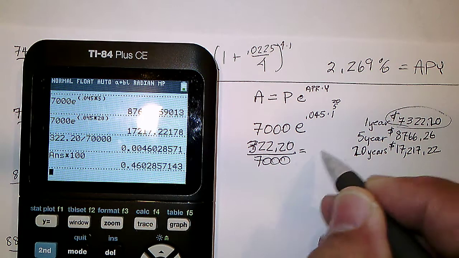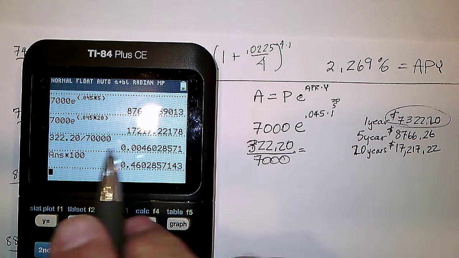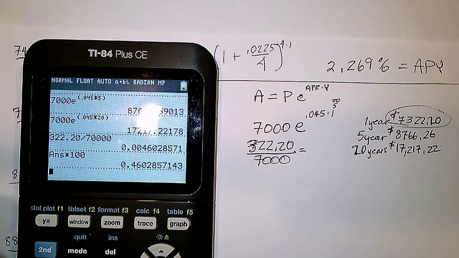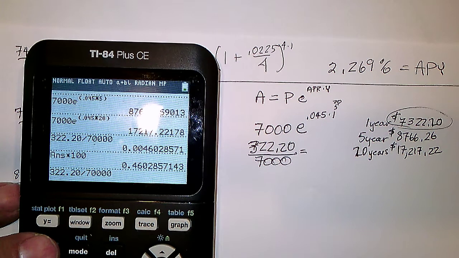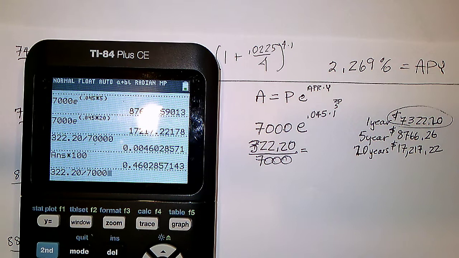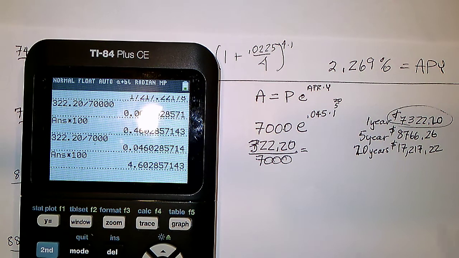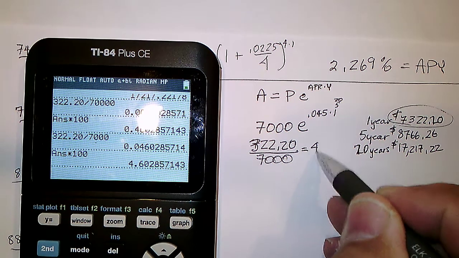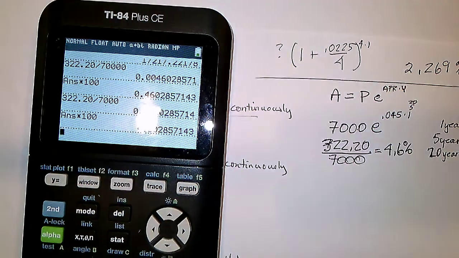And we got a, did I get too many zeros? I did 70,000. Whoops, I wondered there. Second enter, go back here, take off one 0, enter, times 100. We get an annual percentage yield of 4.6%. The other way to do that is similar to the way we were doing it up here.